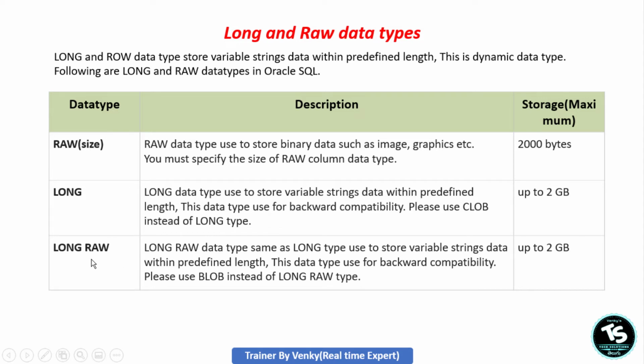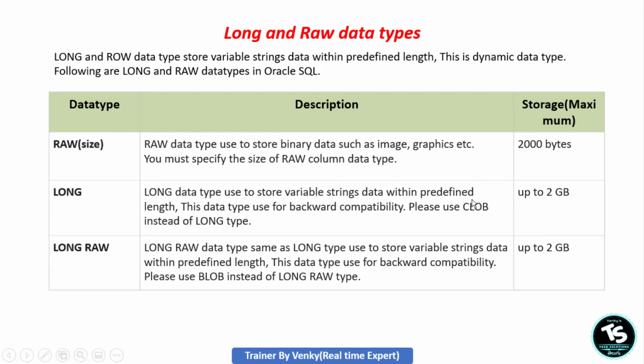LONG RAW data type is used to store images and graphics. But instead of LONG RAW, Oracle recommends you to use the BLOB data type. Up to 2 GB we can use LONG RAW. RAW is used for 2000 bytes. For this, size is not mandatory. If you declare a column as just LONG RAW, Oracle will automatically treat it as up to 2 GB. Okay.